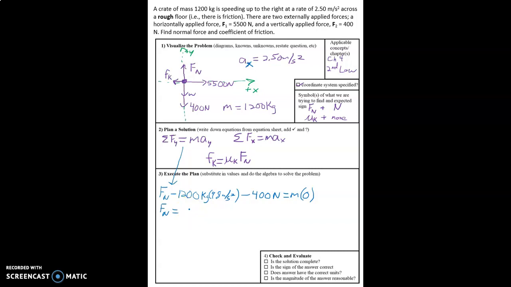I can put this into my calculator. I get 12,160 newtons. Actually negative, but then I add it to both sides, and so I get positive 12,160 newtons.